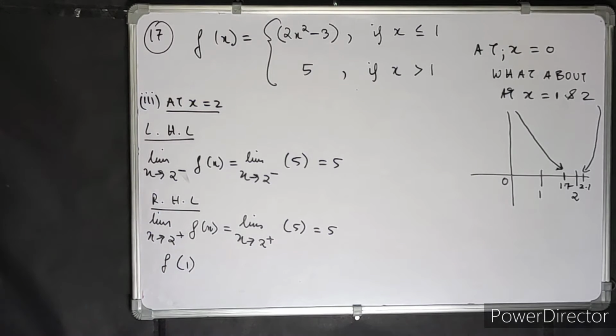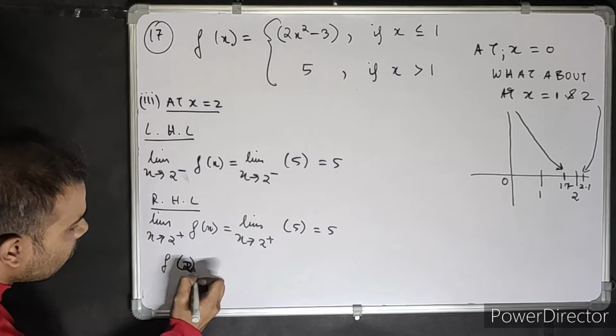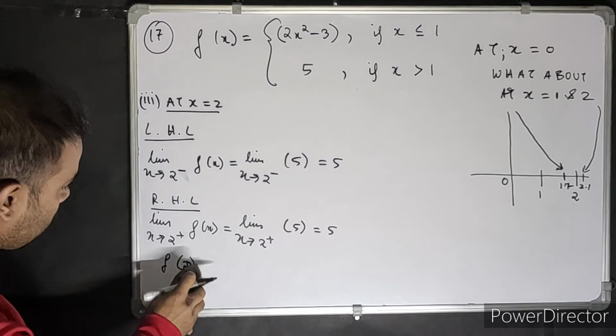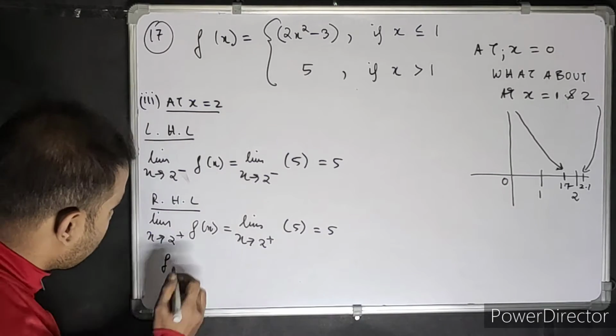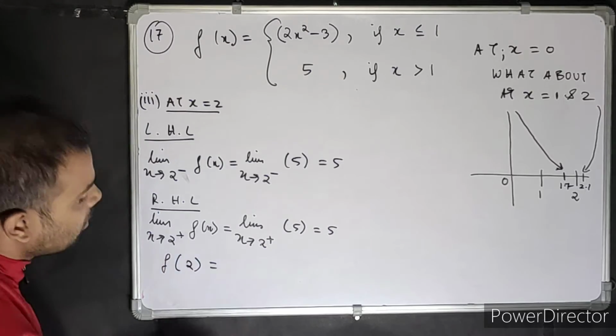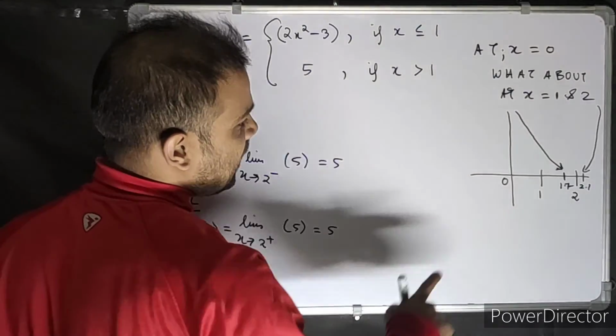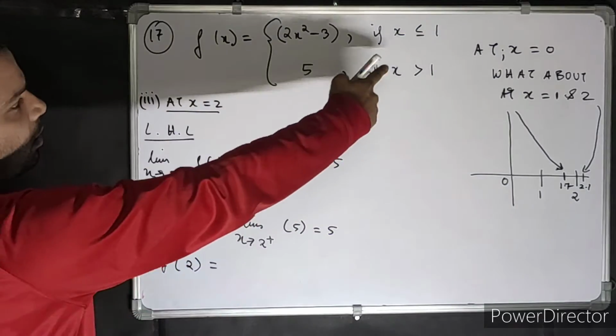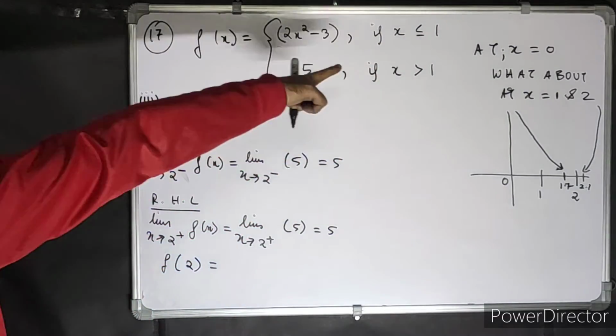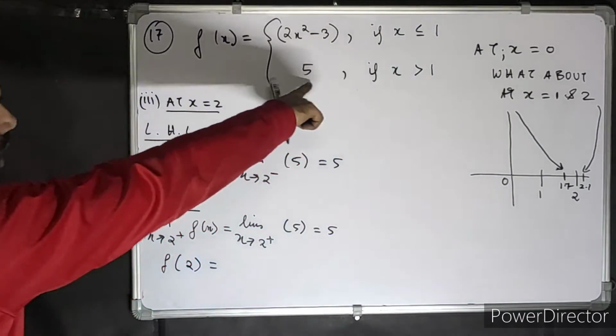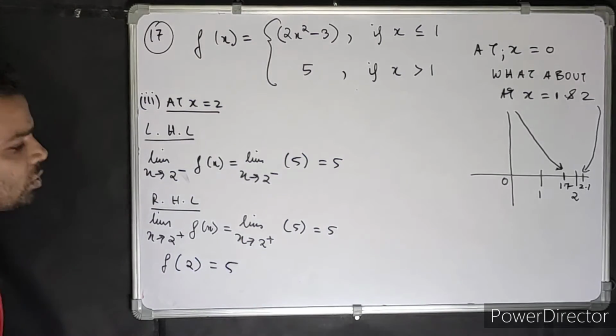f of 1, no, not f of 1, f of 2. Now we are checking f of 2. At f of 2, that's greater than 1. Of course there is no 2 point over there, but greater than 1 means you will take 5. So there you go.